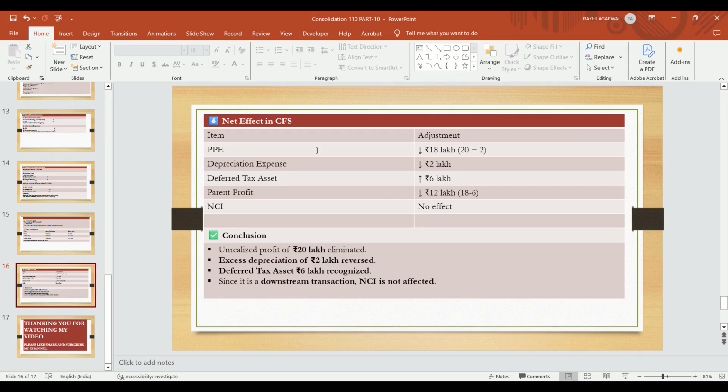NCI no effect. Conclusion: unrealized profit of 20 lakhs is eliminated. Excess depreciation of 2 lakhs gets reversed. Deferred tax asset of 6 lakhs gets recognized. Since it's a downstream transaction, NCI is not affected.